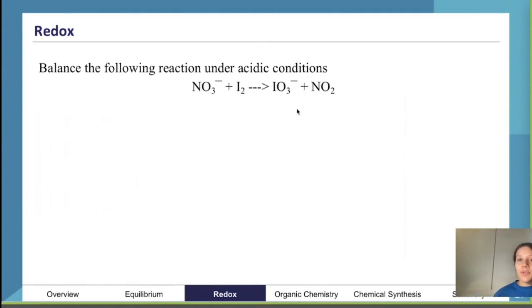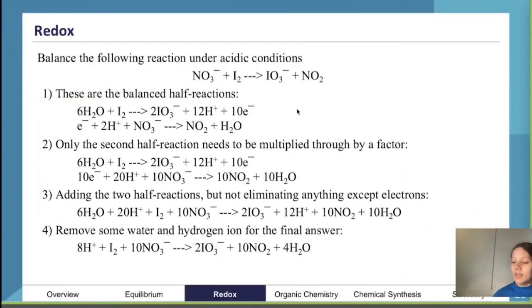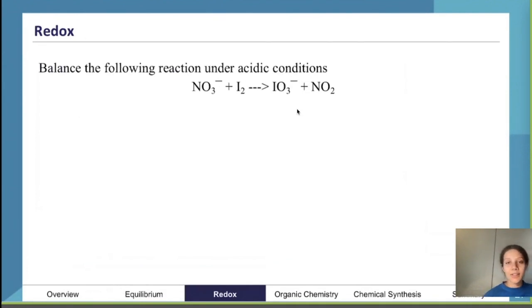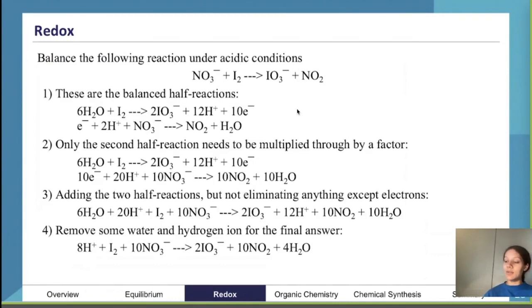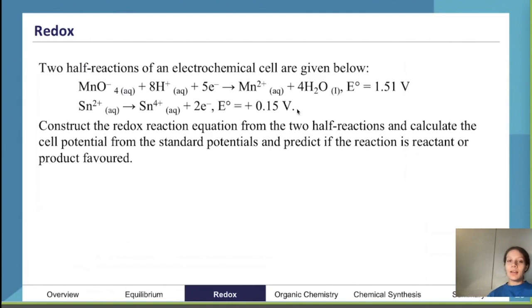Just in the interest of time, it's a very similar question, but we have an extra balancing acidic conditions question there. Please have a look at that if you'd like to do some more practice. You can download the slides and the solutions are all there as well, following the same process that we had before.